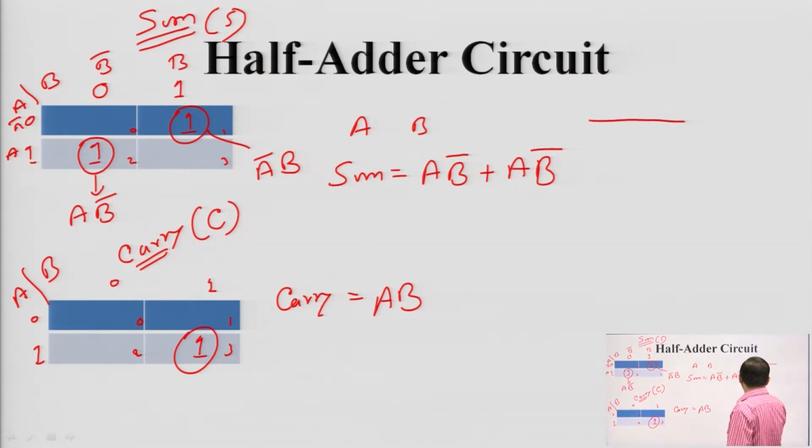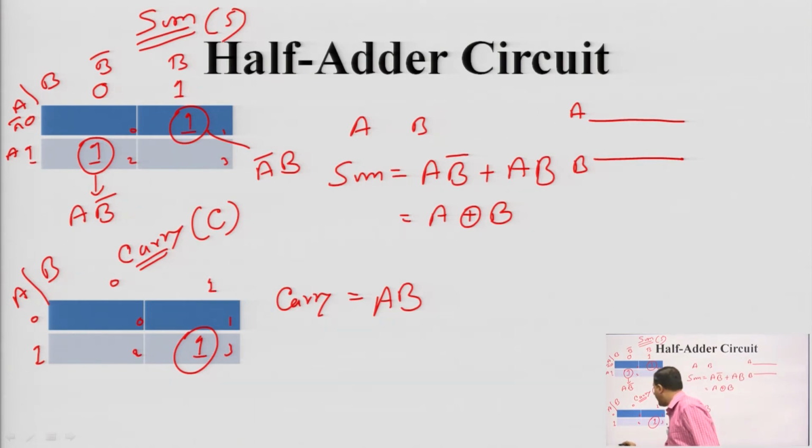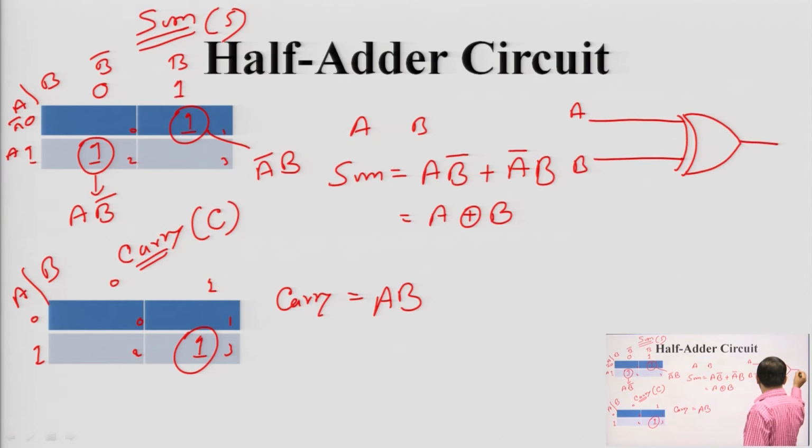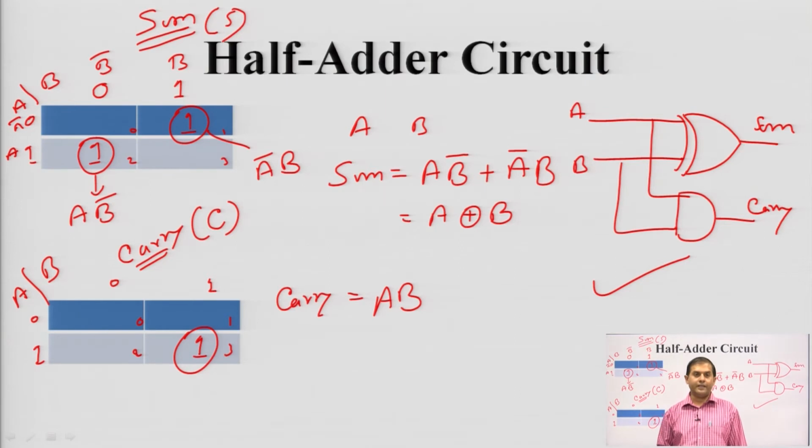So, A and B, and one more thing, this is nothing but the XOR gate. A B bar plus A bar B. Sorry, here I have written something wrong, this is A B bar and A bar B. So now this is the XOR gate, and this is the output for sum, and for carry we have one AND gate, this is A B. So this is for carry. So this is the circuit design for the half adder circuit.